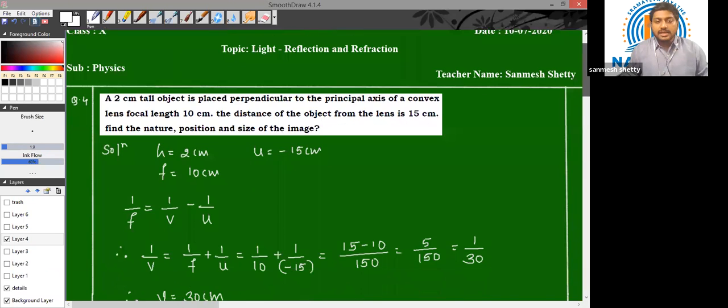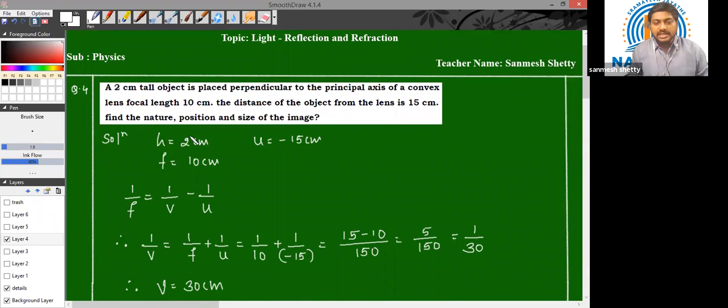Now here, height of an object is given, 2 centimeter. And its distance is given, 15 centimeter. That's why I've taken u is equal to minus 15. Whereas focal length is given, 10 centimeter. Now, since it is a convex lens, I have taken f is equal to plus 10. Now, all we need to find is first the position of the image.